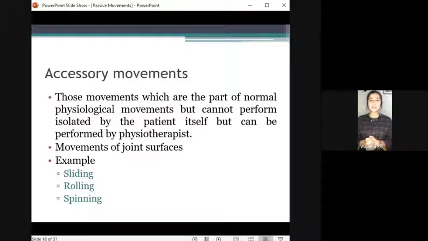These are the movements of the joint surfaces. So these are very localized, small range movements. The examples are sliding, rolling, and spinning. Now we'll study each type.